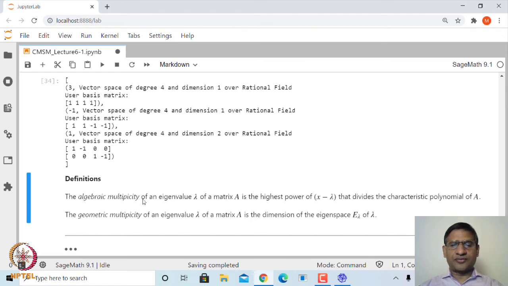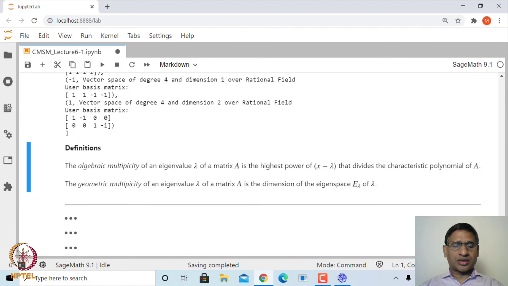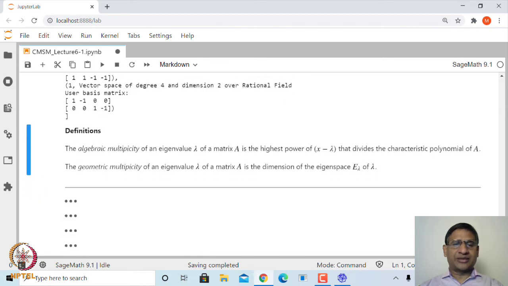So, that is the definition. The algebraic multiplicity of an eigenvalue lambda of a matrix A is the highest power of x minus lambda that divides the characteristic polynomial, the determinant of A minus lambda I, and the geometric multiplicity is the dimension of the eigenspace corresponding to eigenvalue lambda. That is the definition of geometric and algebraic multiplicity of an eigenvalue.